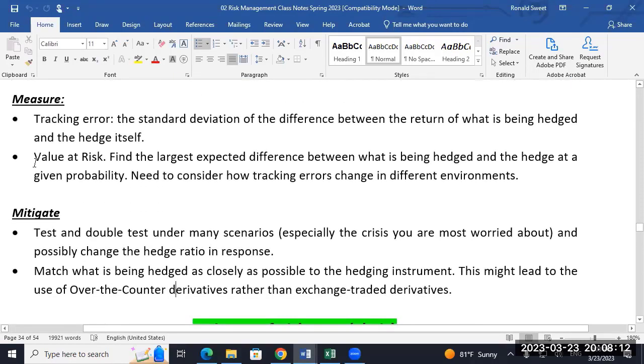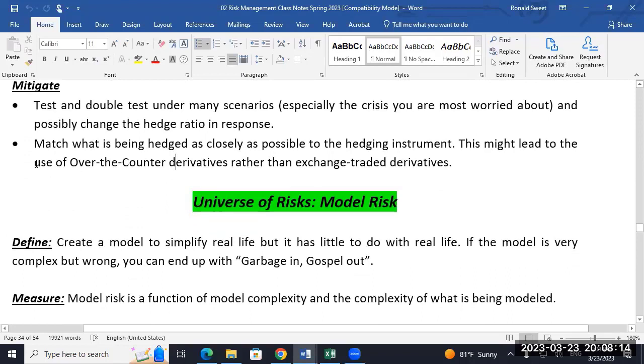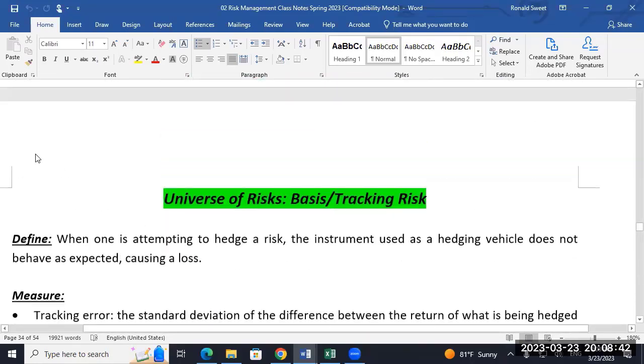But test all the way through here. Don't ever tell your boss you're hedged unless you're actually sure you're hedged. If you're buying a Vanguard S&P 500 index fund, and you're hedging it with S&P 500 futures, you're hedged. You have nothing to worry about. But if you're buying a Fidelity Contrafund, mutual fund, and you're going to hedge it with S&P 500 futures, yeah, you've got some pretty good differences there that you need to watch out for. All right, so that's basis risk.